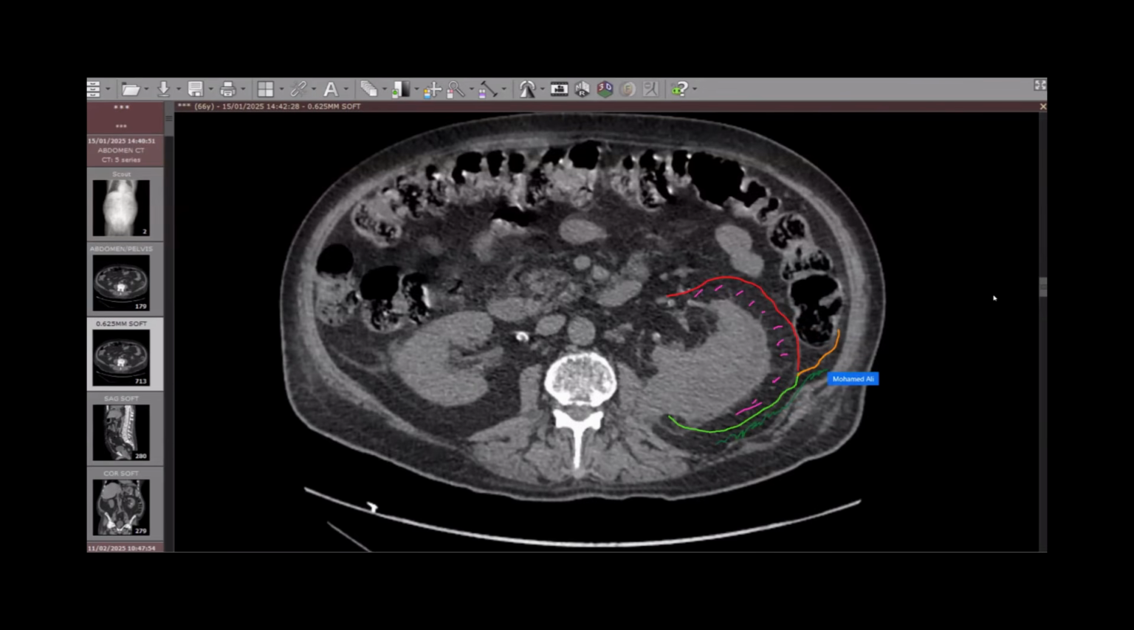The posterior pararenal space is bounded by the posterior renal fascia anteriorly, the lateral conal fascia laterally, and the fascia transversalis posteriorly. Okay, and the anterior pararenal space in this area is bounded posteriorly by the anterior renal fascia, Gerota fascia, and bounded anteriorly by the posterior parietal layer of the peritoneum.